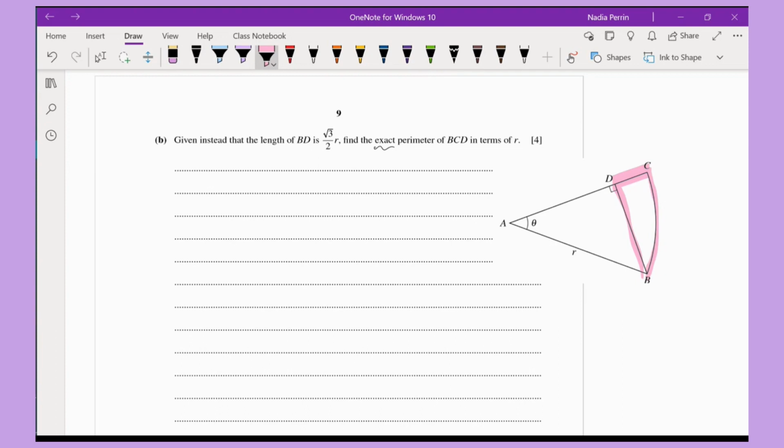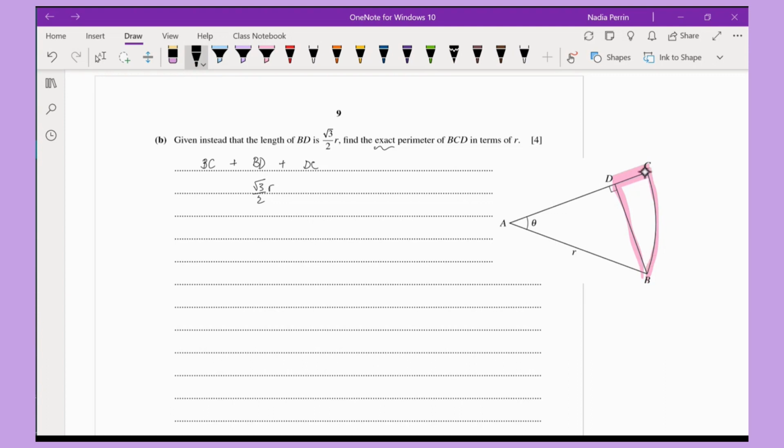So again, plan your strategy. We need to have BC, so this section here. We need to have BD, and we need to have DC. In terms of those three things, we already have some of it. So BD we already have is √3 over 2R. So that bit is done.